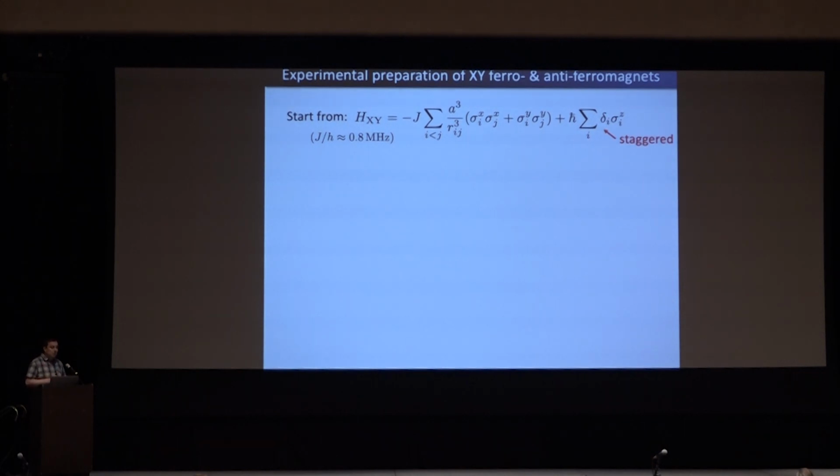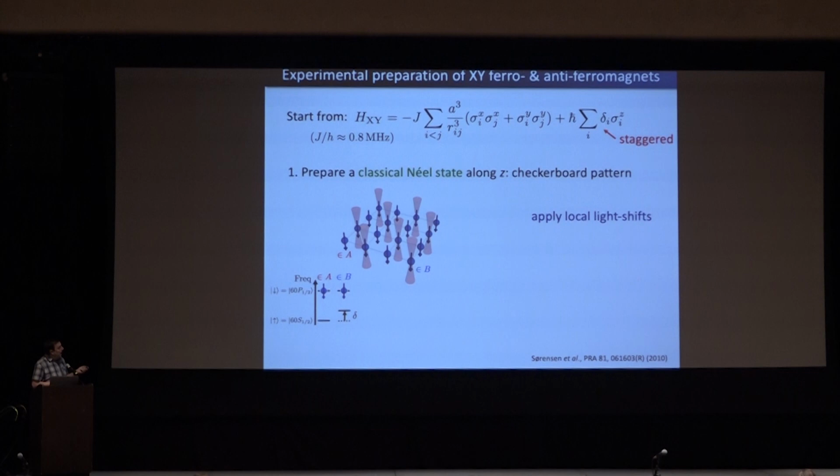So we are going to try to prepare this experiment in the lab. We start with this Hamiltonian, which is the natural Hamiltonian in our platform, and we add an extra term, which is a staggered B field along Z. We do that in order to prepare a classical Néel state along Z in this type of checkerboard pattern, as you see here.